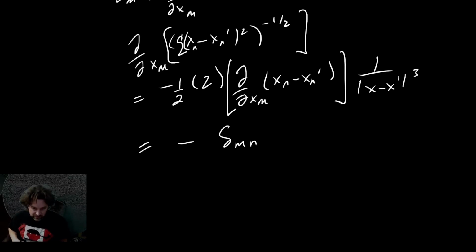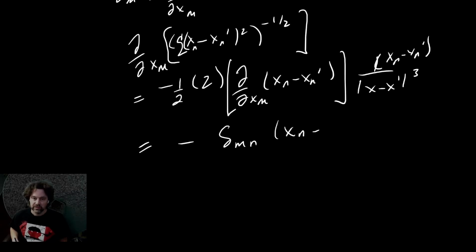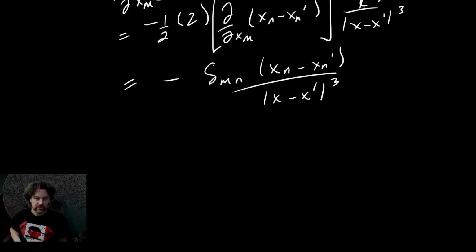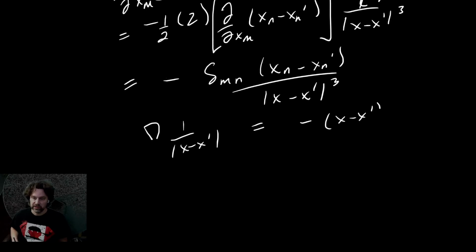And that's why I'm hesitating, because there's a mistake here. This is the derivative times x_n minus x_n prime. So delta mn times (x_n minus x_n prime) over the magnitude of x minus x prime cubed. And summarizing, we have grad of 1 over the magnitude of x minus x prime is minus (x minus x prime) divided by the magnitude of x minus x prime cubed.